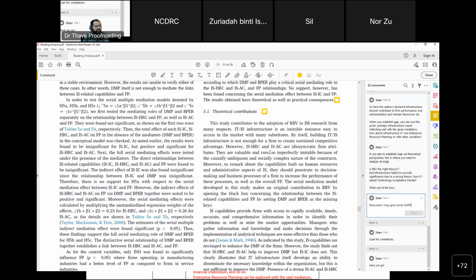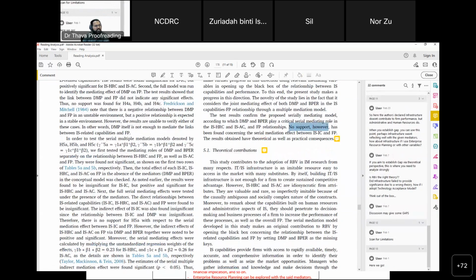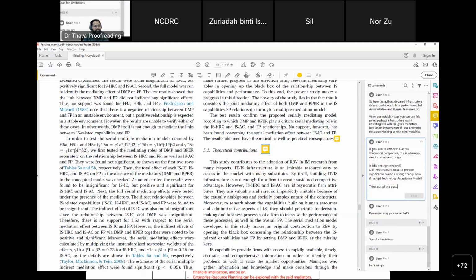Example, here they say, no support, however, has been found concerning the serial mediation effect between ISIC infrastructure and firm performance. Okay, my question is, how is that even possible, as I explained earlier? So my skeptical feeling here is the theory. If you aim to establish a gap via theoretical perspective, that is where you need to analyze strongly. Is RBV the right theory, or did they limit themselves with only one theory? Because probably RBV never gives a proper reflection on the infrastructure dimension. So maybe they never got the right questionnaire items as well. Okay, it's all connected in a way.